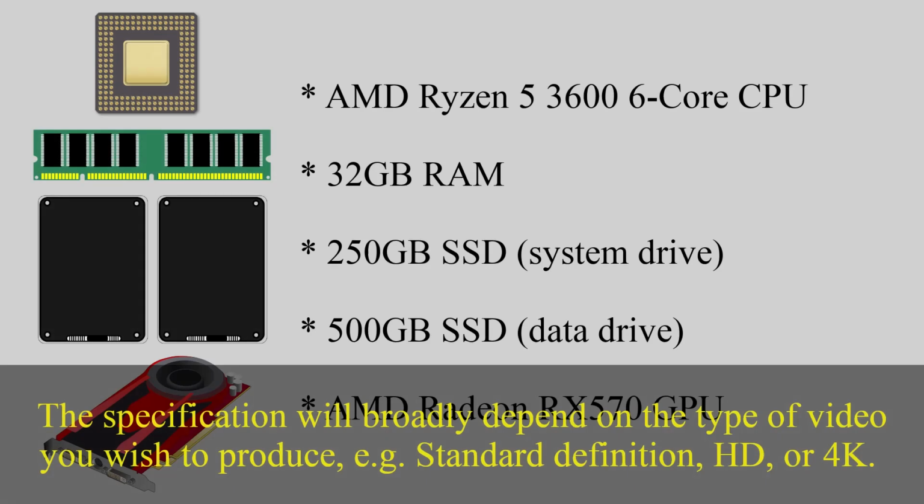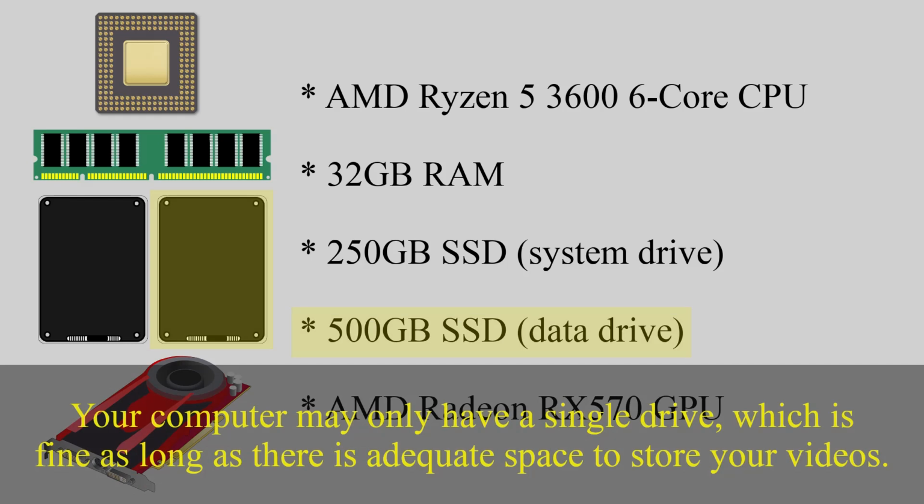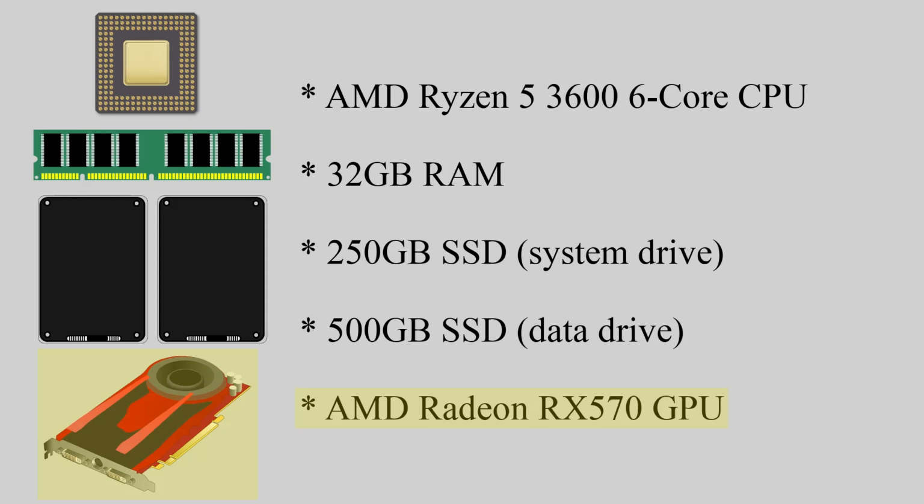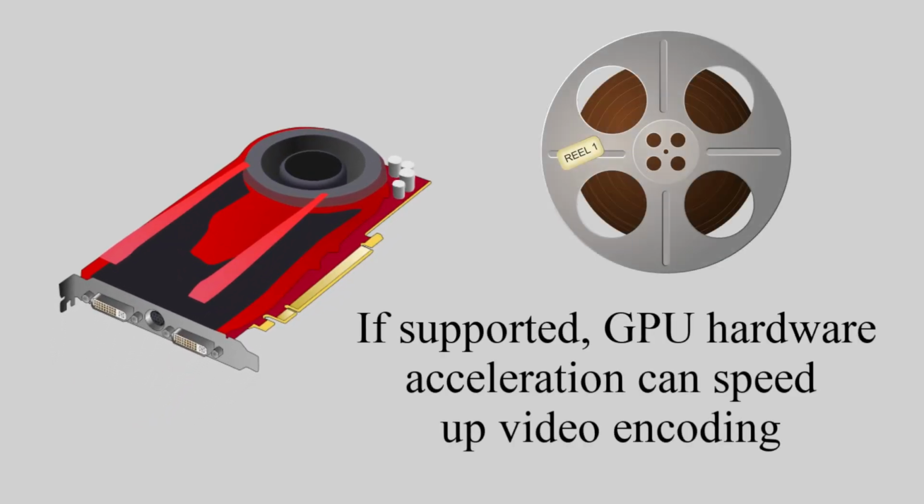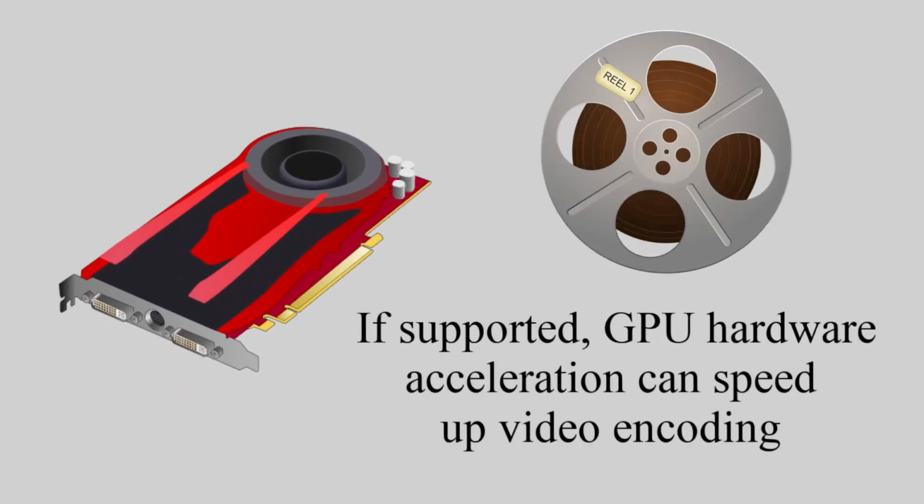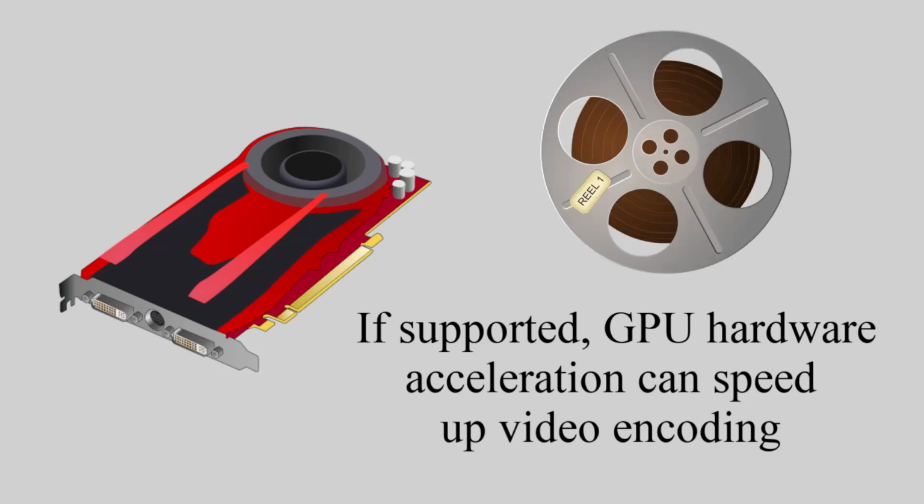The most important parts, other than having adequate storage for your files, are the processor and memory. A decent graphics card can also help when it comes to video encoding, although still not as important as a good CPU, providing the hardware supports it. This can help speed up the process of exporting the finished video.